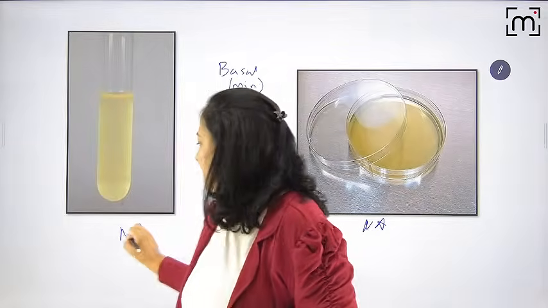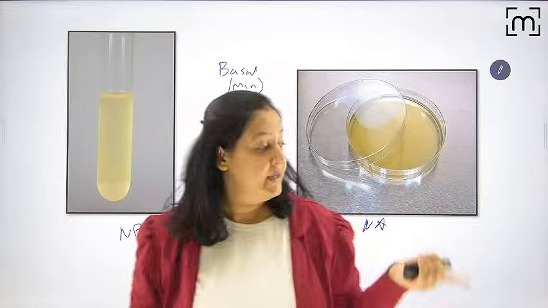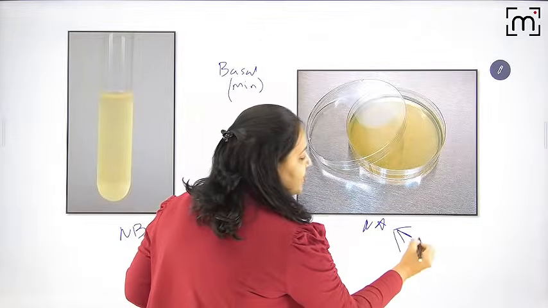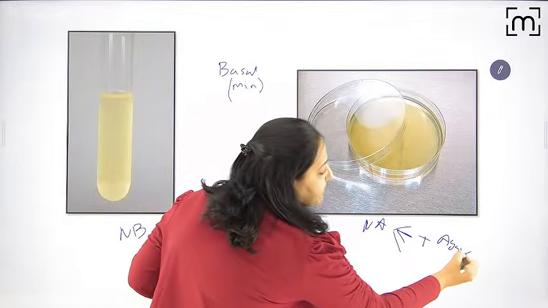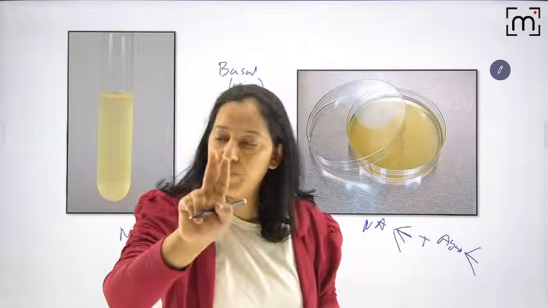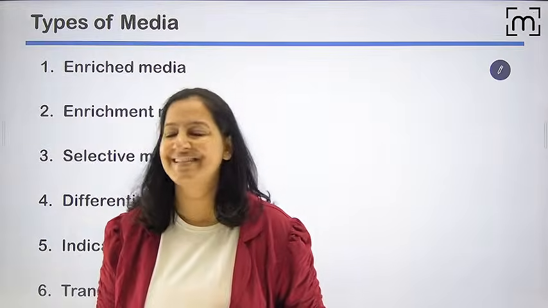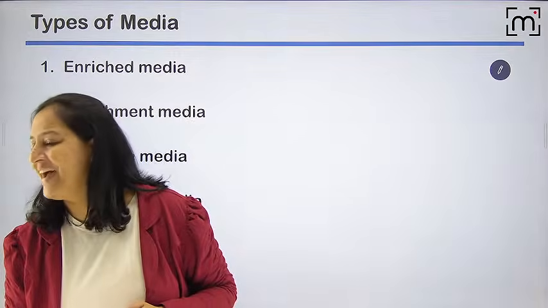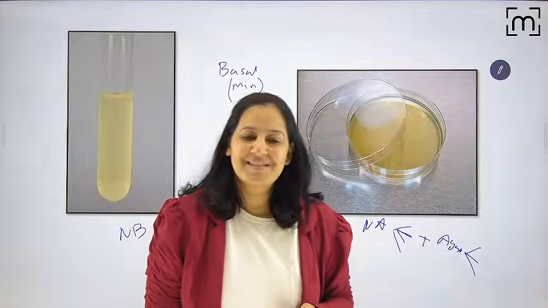Obviously, it's solid. This one contains 4 things. You know what 4 things? This one also contains 4 things plus additional agar. And you know the percentage of agar: 0.5%, 2%, 6%. Everyone got it? Say yes. Can we go ahead? Say yes. So this is the basal media.